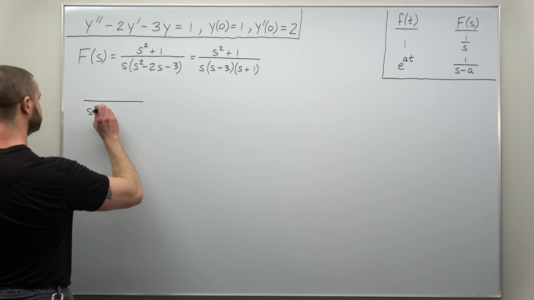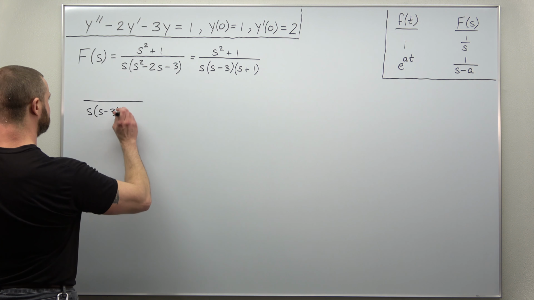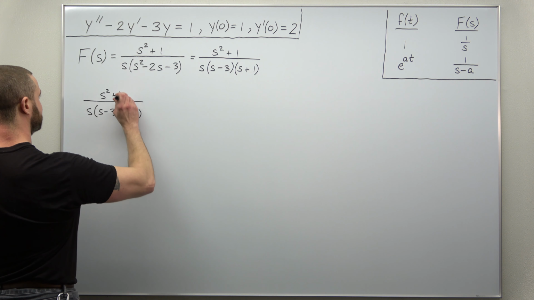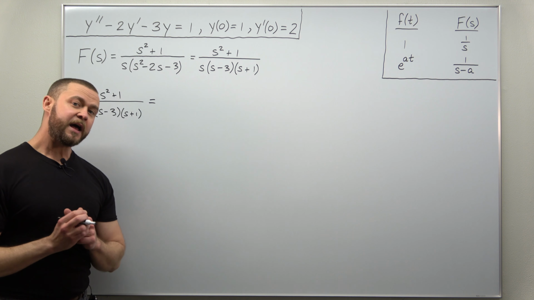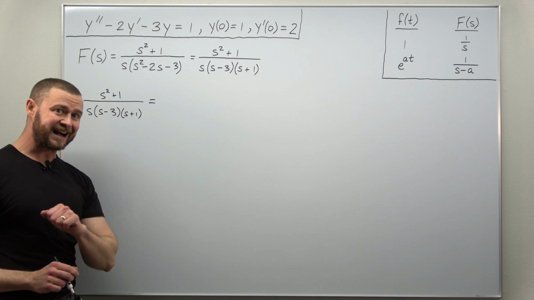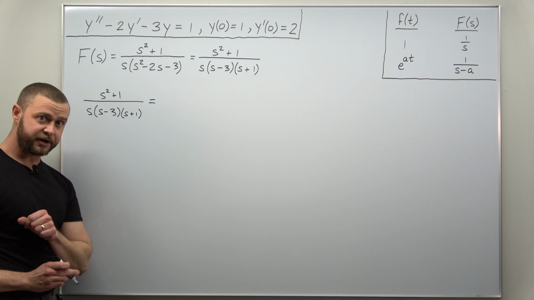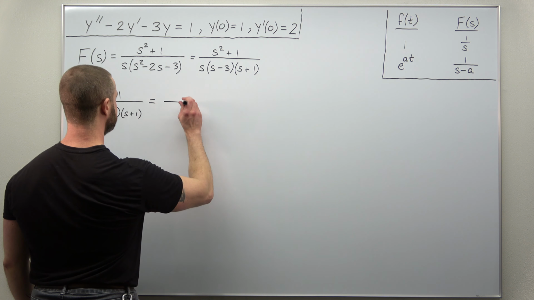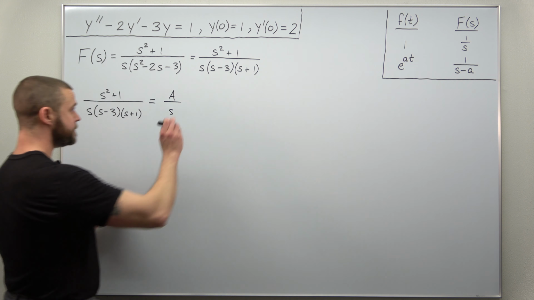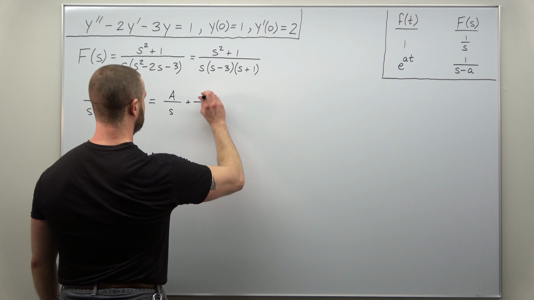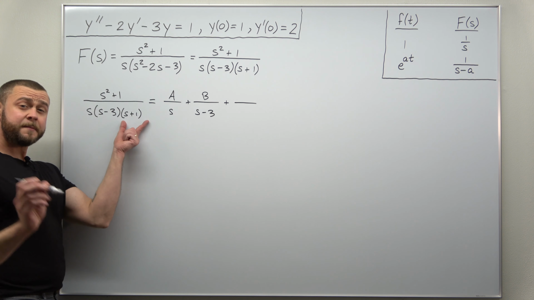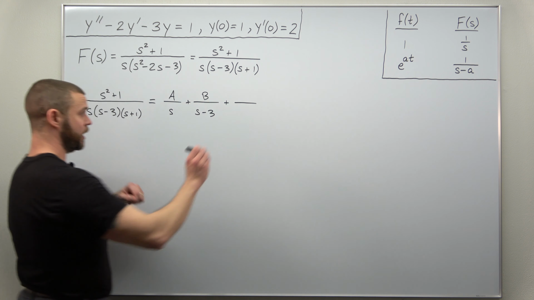We have three factors: s, s minus 3, and s plus 1, and our numerator is s squared plus 1. Since we have linear factors, each of our partial fractions will look like a constant over each of the linear factors. So term by term, we should get A over s, we'll go with B over s minus 3, and then C divided by s plus 1.